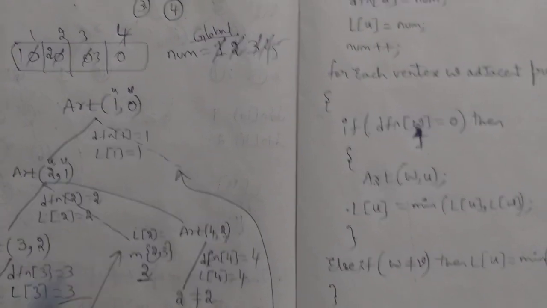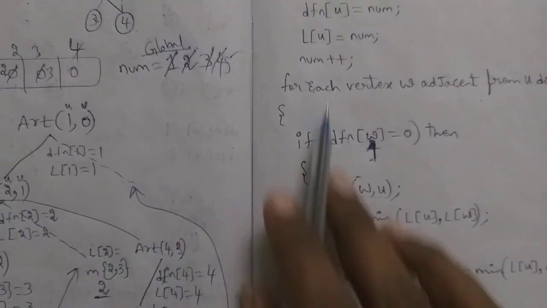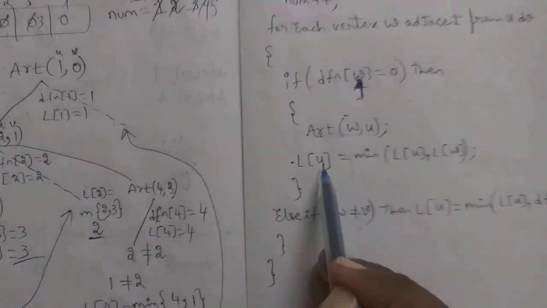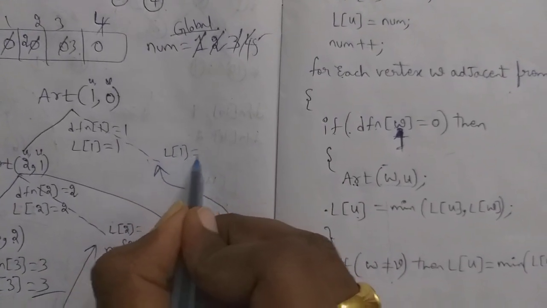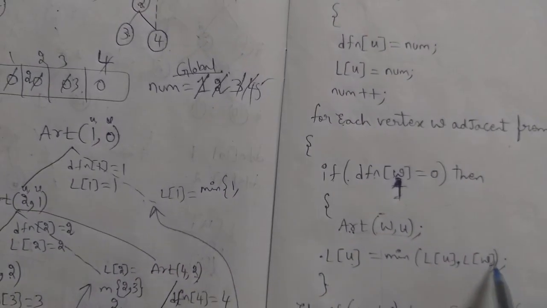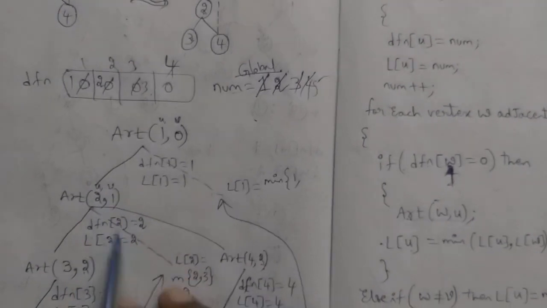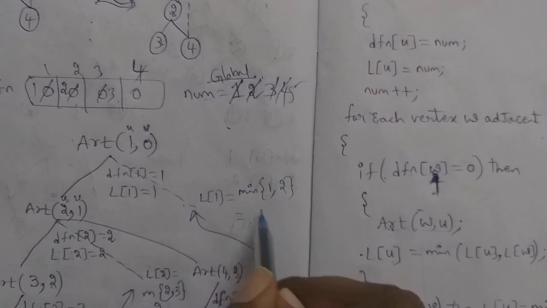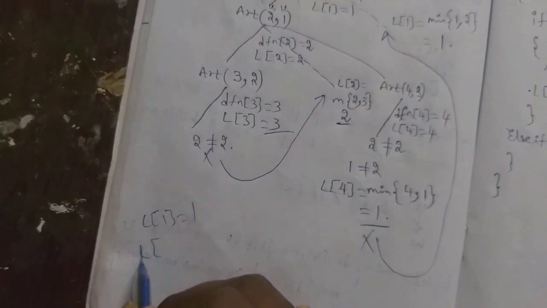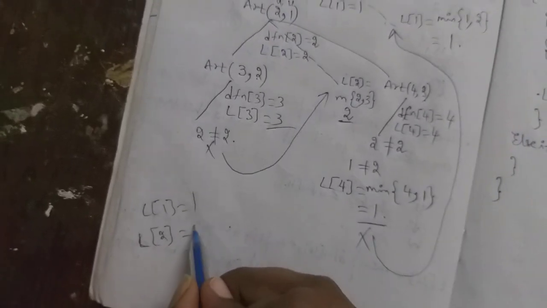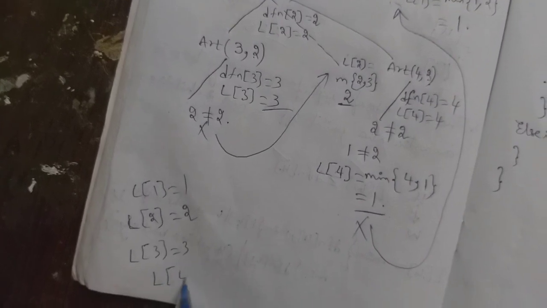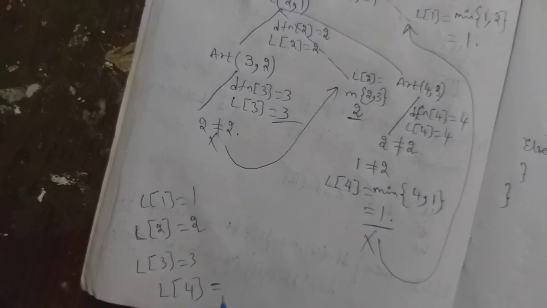What are the pending statements for articulation of 1? While calculating articulation of 1, articulation of 2 is called. This function call entirely finished. Now L of 1 is equal to minimum of L of 1, which is 1, comma L of W, adjacent vertex 2. What is its L? 2 only. Therefore L of 1 is 1. Now we have L of 1 as 1 and L of 2 as 2, L of 3 as 3 and L of 4 as 1.